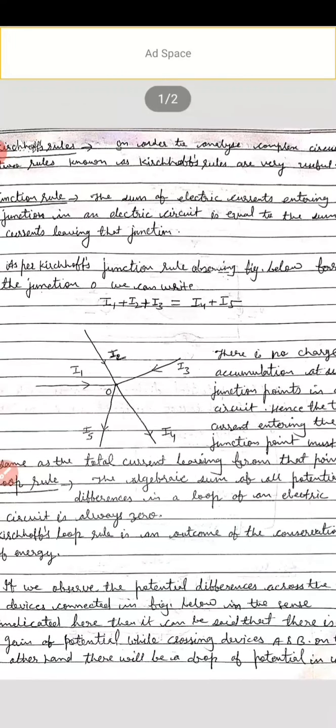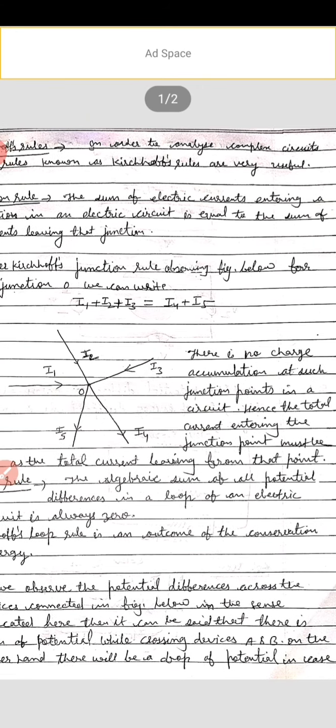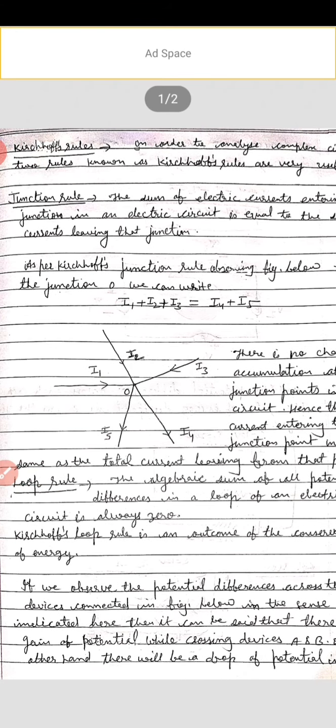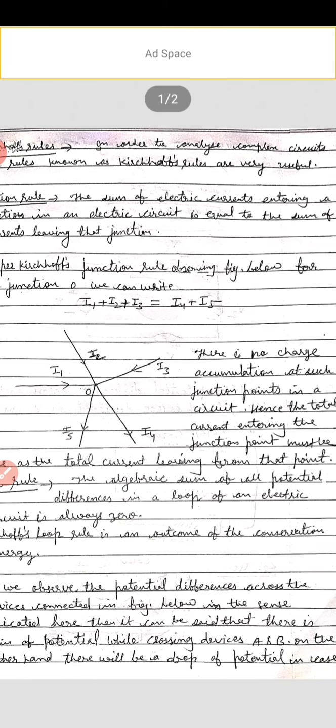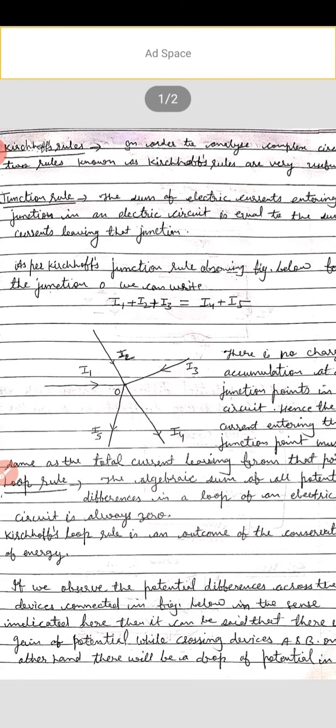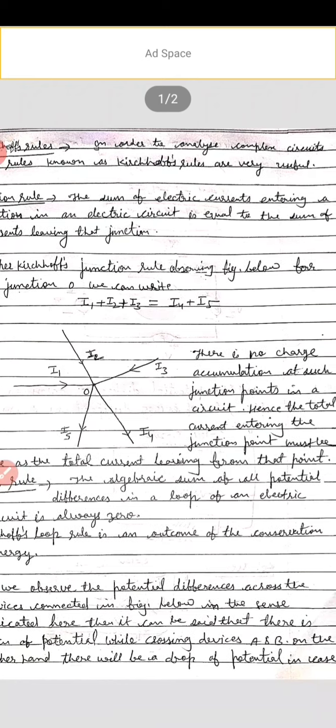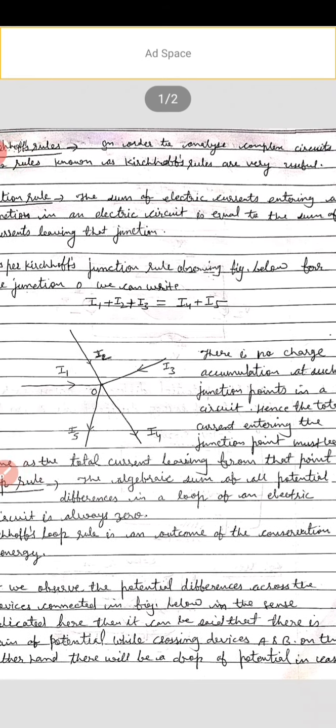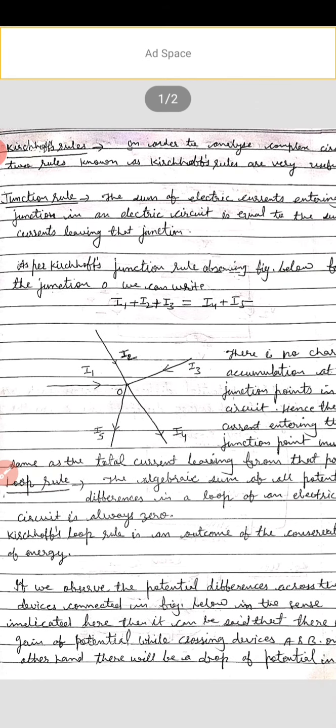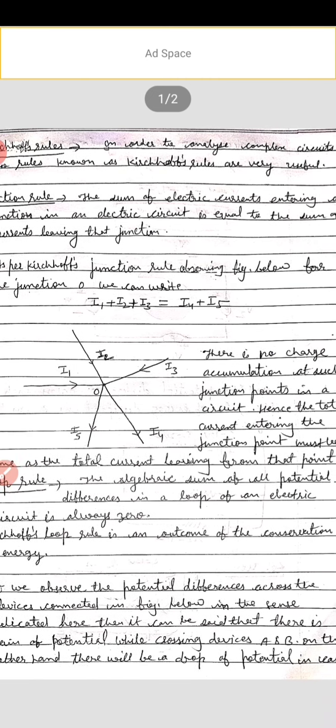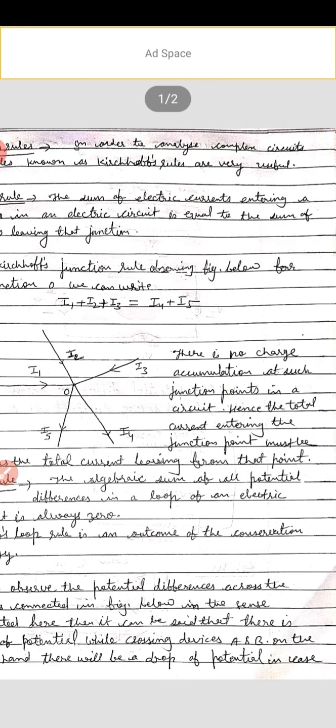The incoming currents, or the electric currents entering the junction, are taken as positive, while the electric currents leaving that junction are taken as negative. So we get the equation I1 plus I2 plus I3 is equal to I4 plus I5.